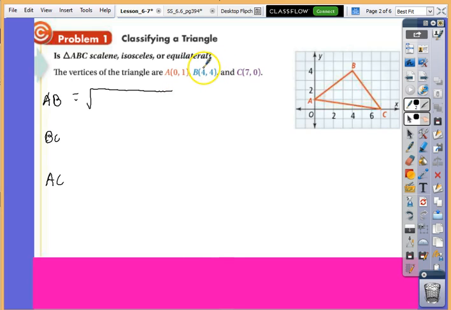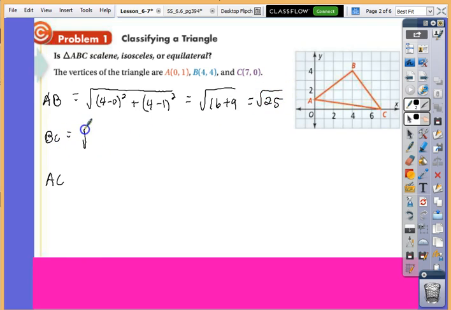So AB would be 4 minus 0 squared plus 4 minus 1 squared. And that's going to equal the square root of 4 squared is 16. 4 minus 1 is 3. 3 squared is 9. 16 plus 9 is 25. I know the square root of 25 simplifies down, but we're not going to worry about simplifying radicals in this chapter. We'll do that in chapter 8. So I'm going to just leave it like this for right now.